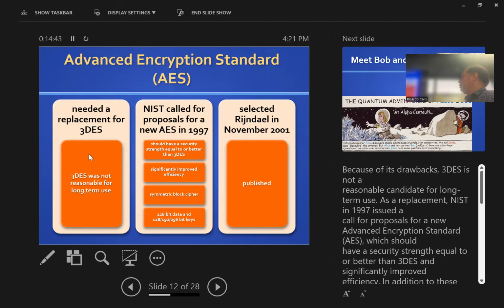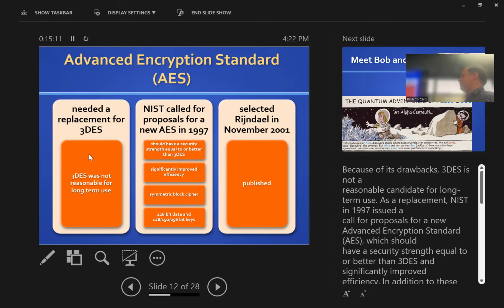So they called for proposals for a new Advanced Encryption Standard, and this is kind of what they wanted, right? They said it should have a security strength equal to or better than triple DES, and significantly improved efficiency. Remember that in crypto, efficiency is key, right? If you're downloading a whole movie, you can't take 30 minutes to download that movie because of the encryption process. So it needed to have good efficiency.